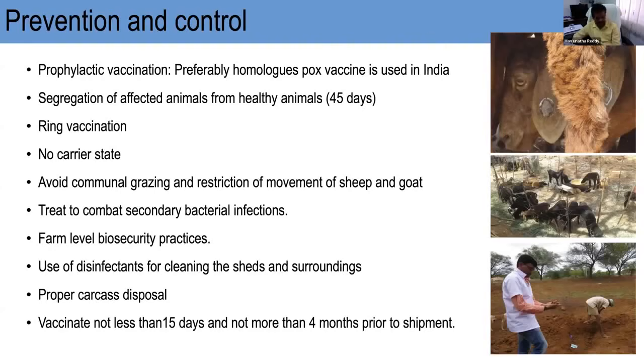Then vaccinating not less than 15 days and not more than 4 months prior to the shipment. If you plan to purchase or ship sheep or goat from one area to the other, vaccinate between 15 days and 4 months. That is the best period. Before that, it's going to be a vaccine-induced disease because the stress is so much. After 4 months, you don't know whether it has given good protection.